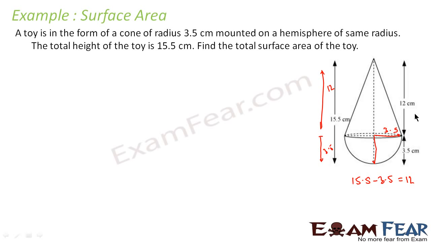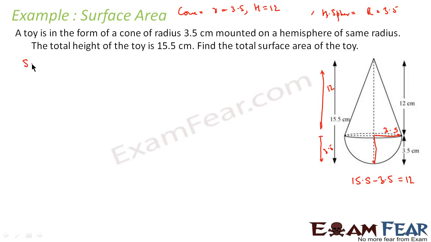So what should we know? For cone, we should know R and H. R we know is 3.5. H is 12. So we know everything about the cone. For hemisphere, we should know R, and R is 3.5. So we know all the values. First part is done. Correct? We drew the diagram properly and we know the units. We know the values of radius and height.